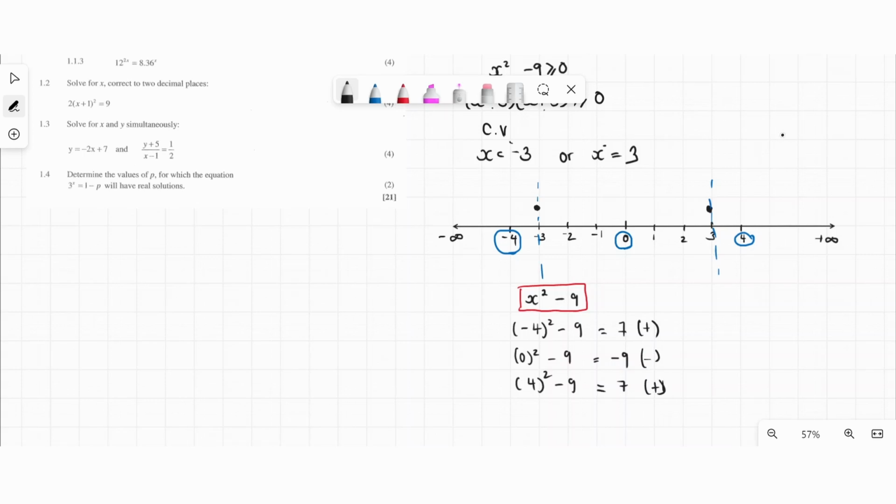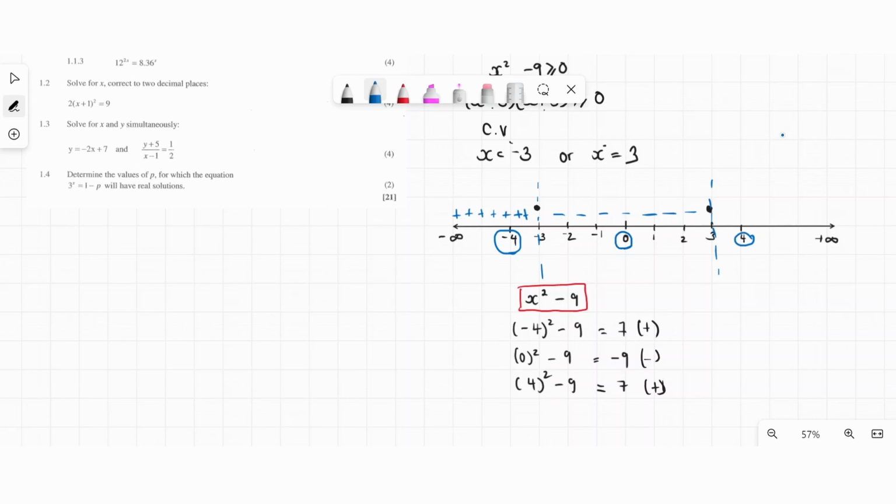So here, you know the fact that -4 is between -infinity and -3. So here you're going to put your positive signs. Then between -3 and +3, it was negative because of the -9.